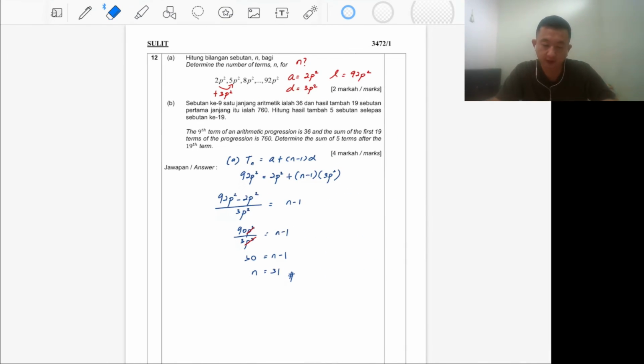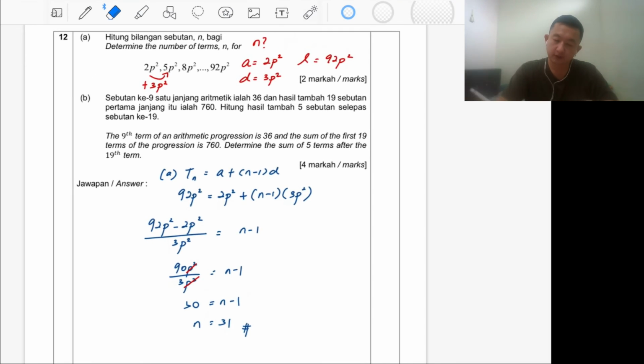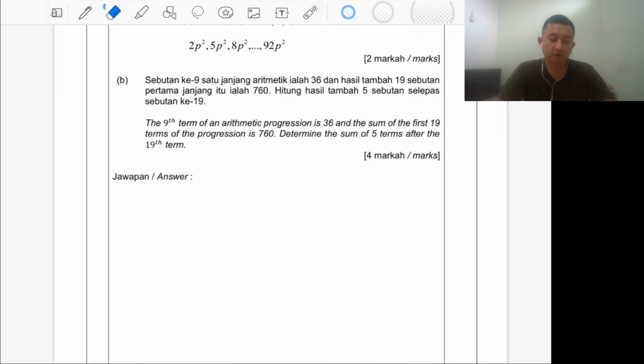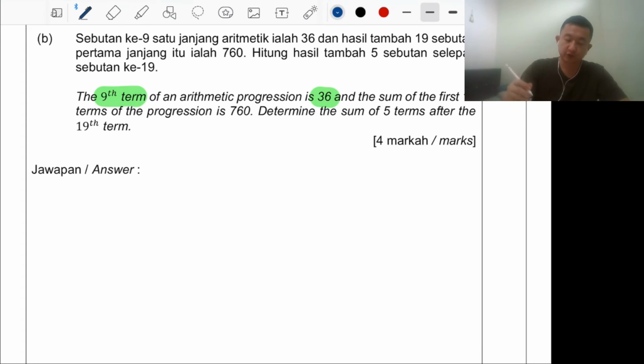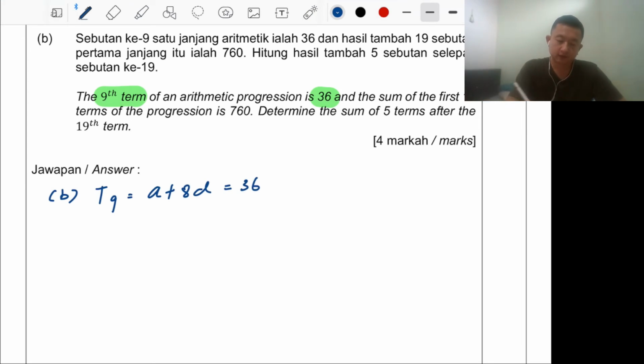Alright, so we go back to the question just now. We solved for 12a. So now we continue with 12b. Okay, 12b, the 9th term of an arithmetic progression. The 9th term, T9, is 36. How do you write an equation about it? 9th term meaning term 9. Term 9 is the same as a plus 8d equals to 36. Sum. So you know what formula. Sum 19. Sum 19 is 760.